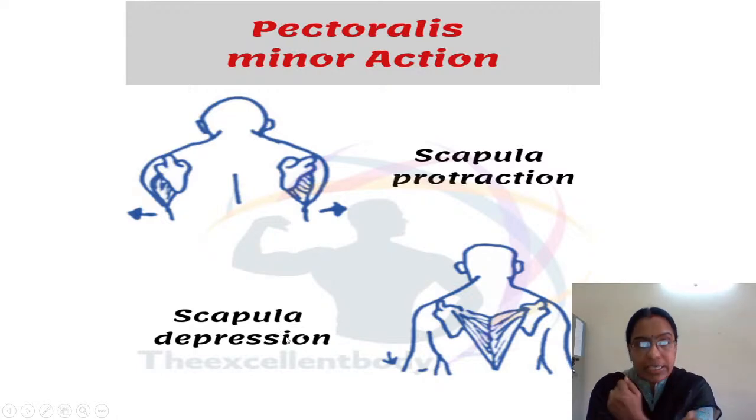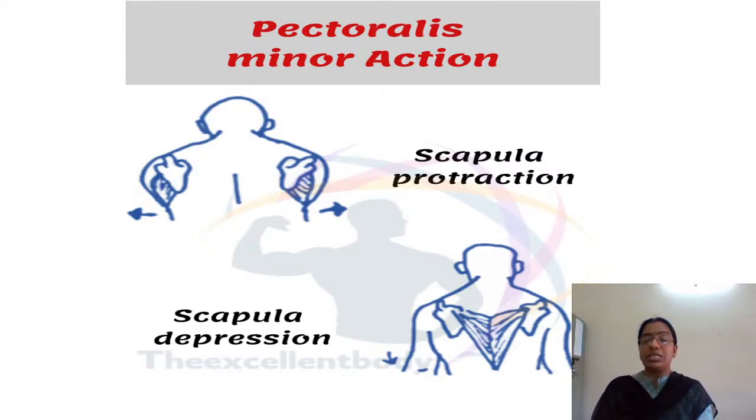Protraction means when you are doing in this way, it is called protraction. Your scapula is protracted, so it is responsible for protraction of the scapula, and also for the depression of the scapula by means of the pectoralis minor muscle. So the minor is responsible for protraction and depression.